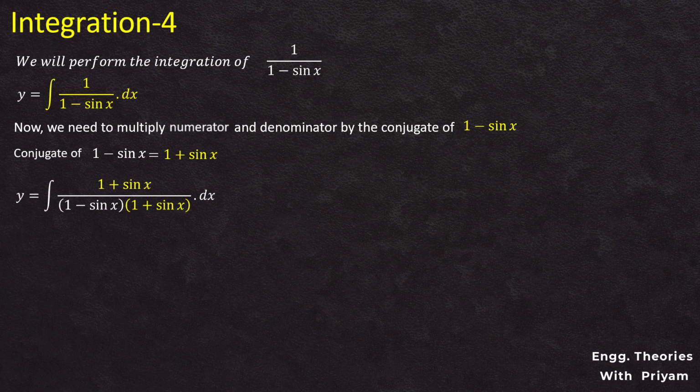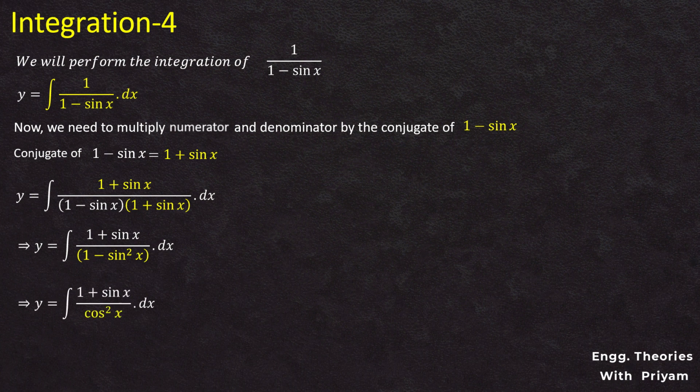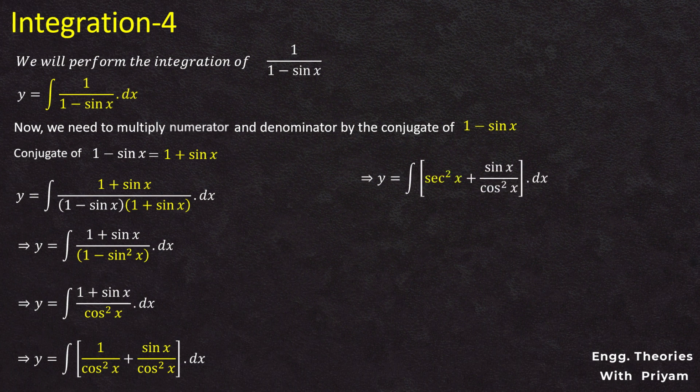This 1 plus sin x and 1 minus sin x can be written as 1 minus sin square x by applying the formula of a plus b into a minus b. This 1 minus sin square x can be written as cos square x. Now we can separate the integration as y is equal to integration of 1 by cos square x plus sin x divided by cos square x. Now this 1 by cos square x can be written as sec square x, and sin x by cos square x can be written as sin x by cos x into 1 by cos x.